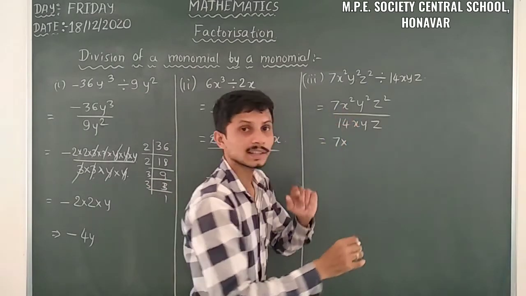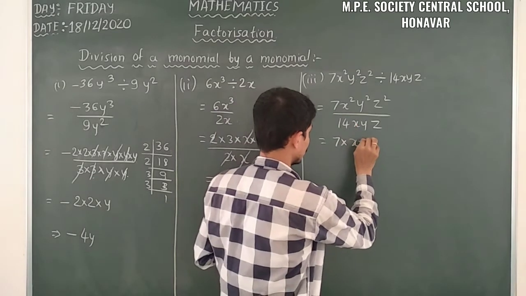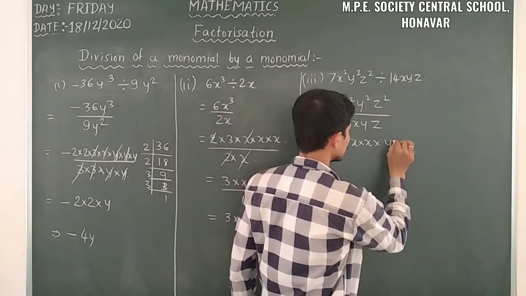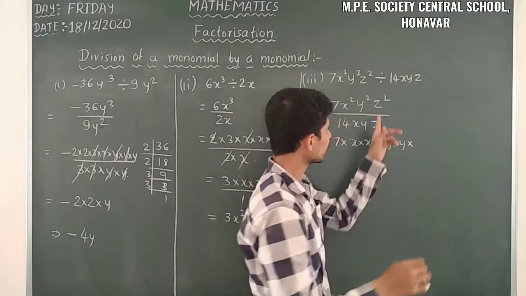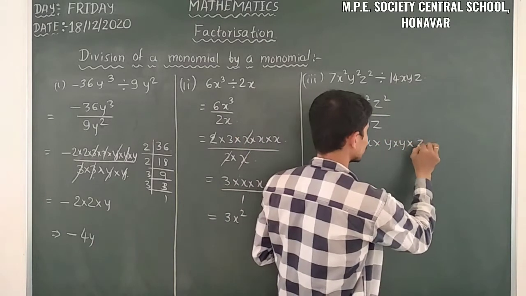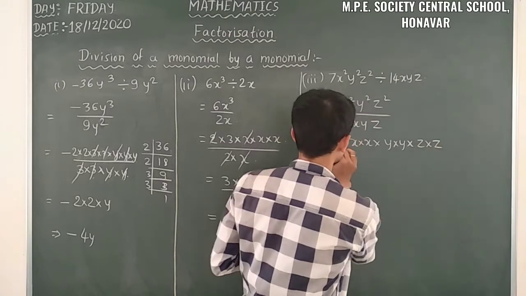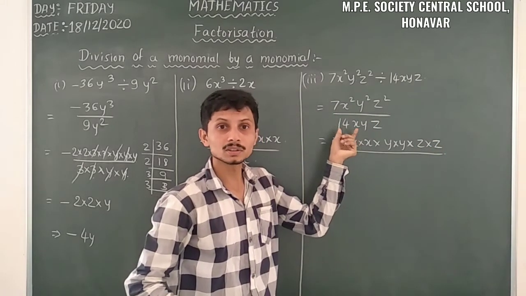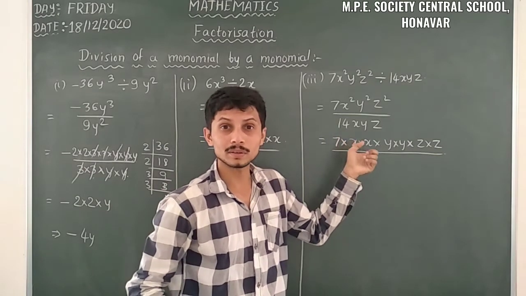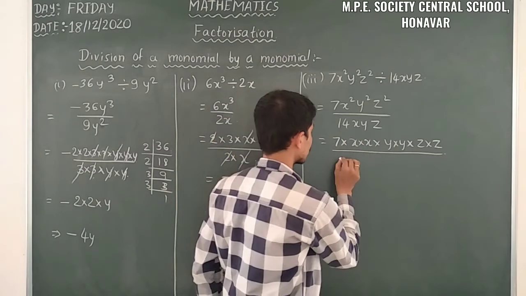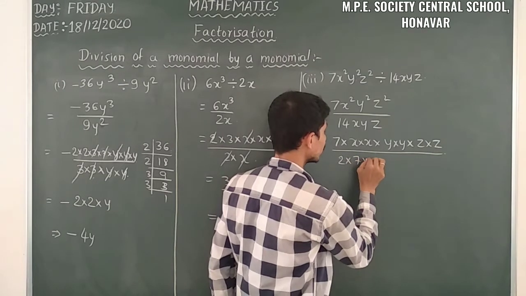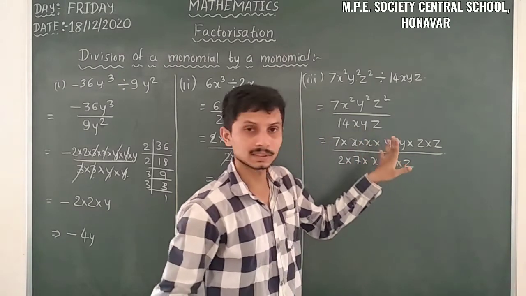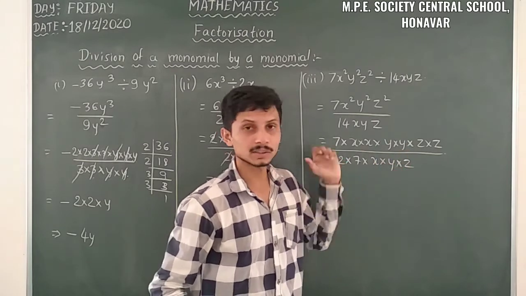And x square can be written as x into x. Y square can be written as y into y. And z square can be written as z into z. Divided by, so 14, just observe this 14 here. 14 can be written as 2 into 7. So the product of primes is 2 into 7 into x into y into z. So it remains the same, these are irreducible factors.